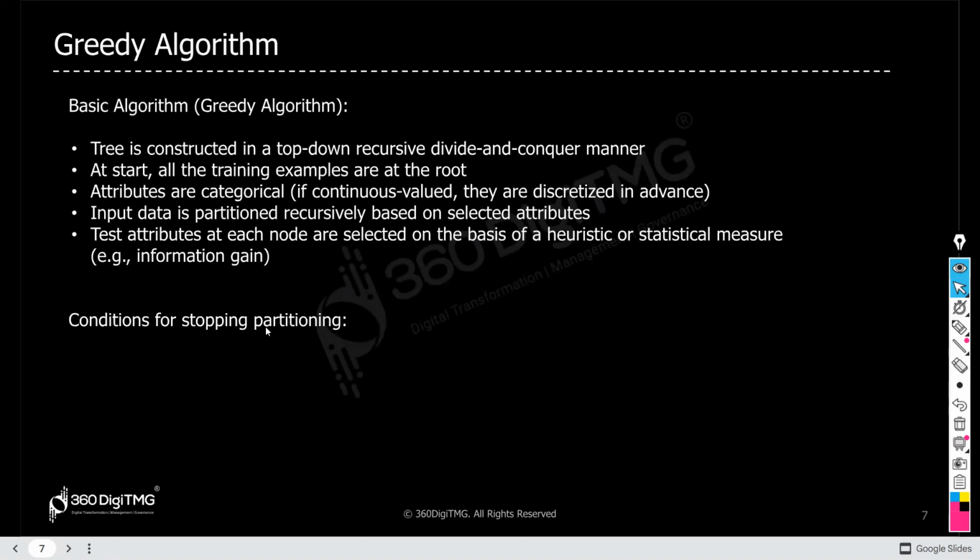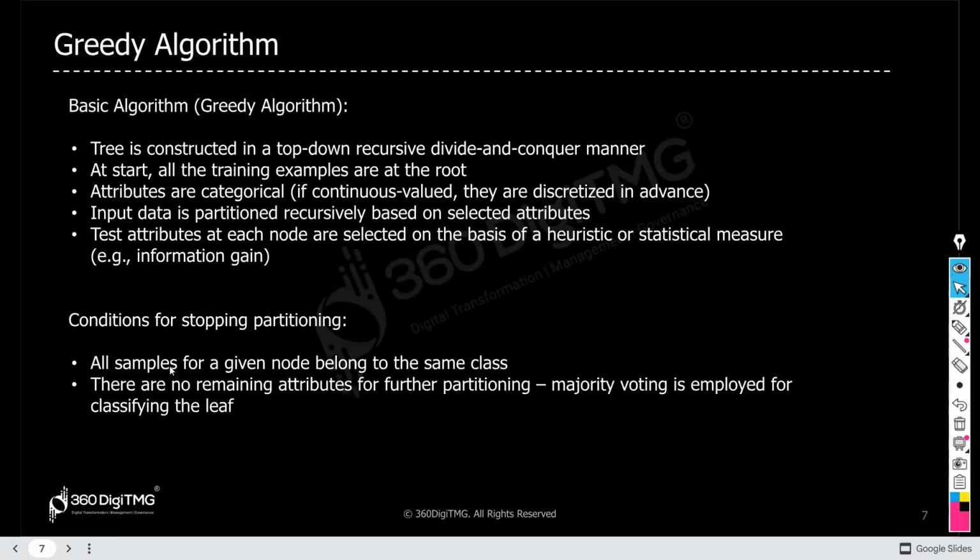Let's just see what is present here. Okay. So conditions for stopping the partition. All samples for a given node belong to the same class. There are no remaining attributes for further partitioning.